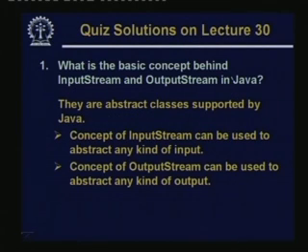What is the basic concept behind input stream and output stream in Java? They are basically abstract classes which are present in the Java supported libraries. The input stream class can be used to abstract any kind of input, and output stream any kind of output.